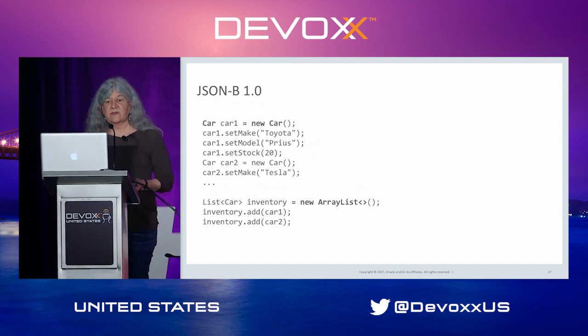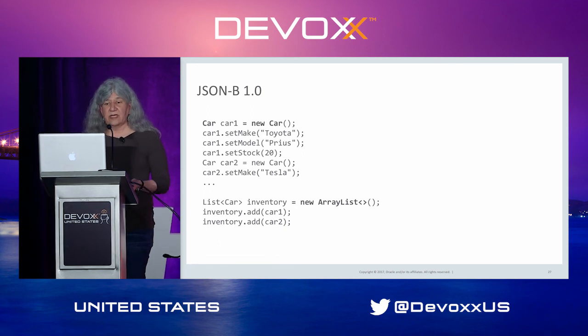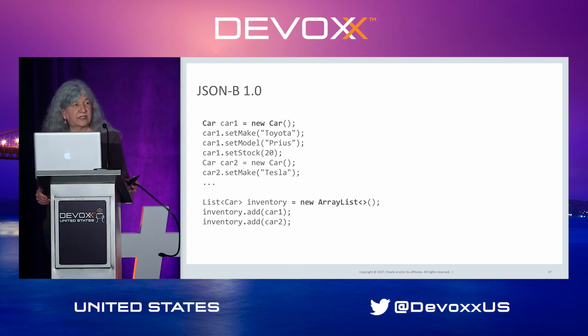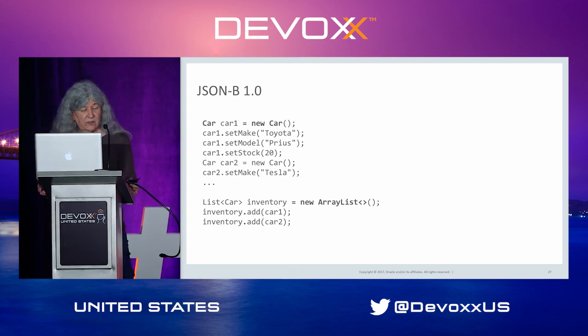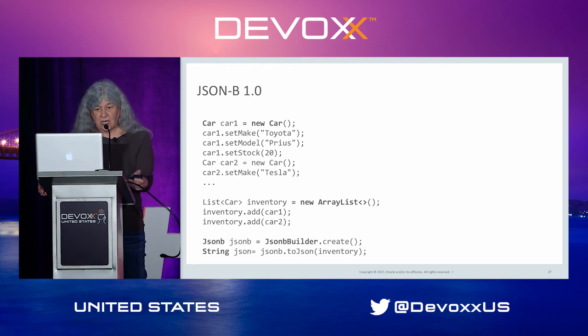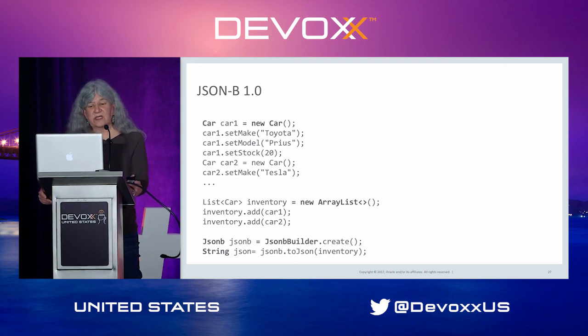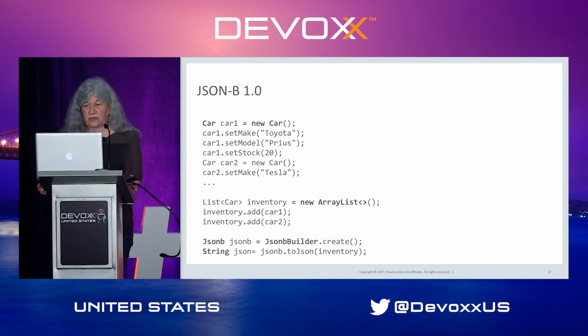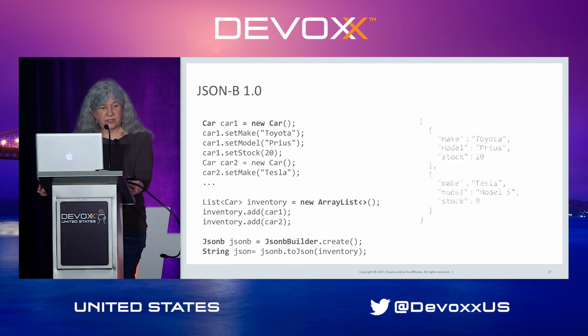So to look at a small example, here we're creating an inventory, a list of cars. We've got two cars, a Prius and a Tesla. We're adding them to this array list, and then we're using our JSON builder to create an instance of the JSONB class. And then we can just simply serialize these objects to a JSON array, and you get a result that looks something like this.